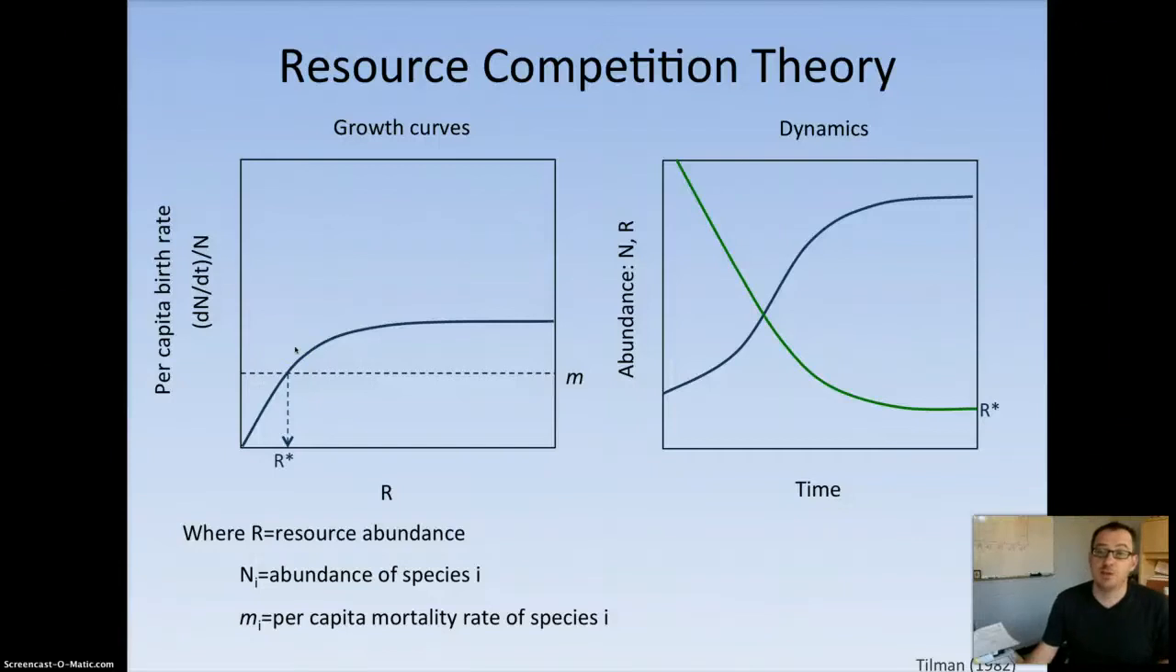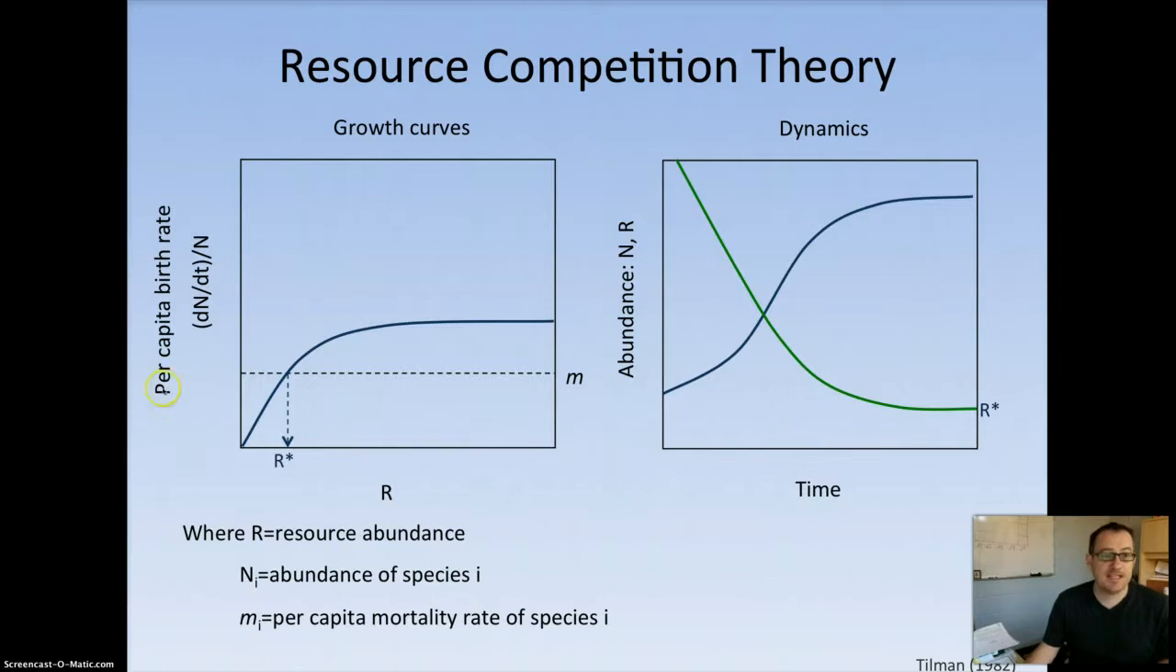This is a short video just to recap some of the ideas related to resource competition theory. And we'll begin by looking at a couple of panels that illustrate the main concepts behind resource competition theory. In particular, though, we're just looking at one species on its own right now, utilizing a resource that's available to it, basically a food source, for example, that it's consuming.